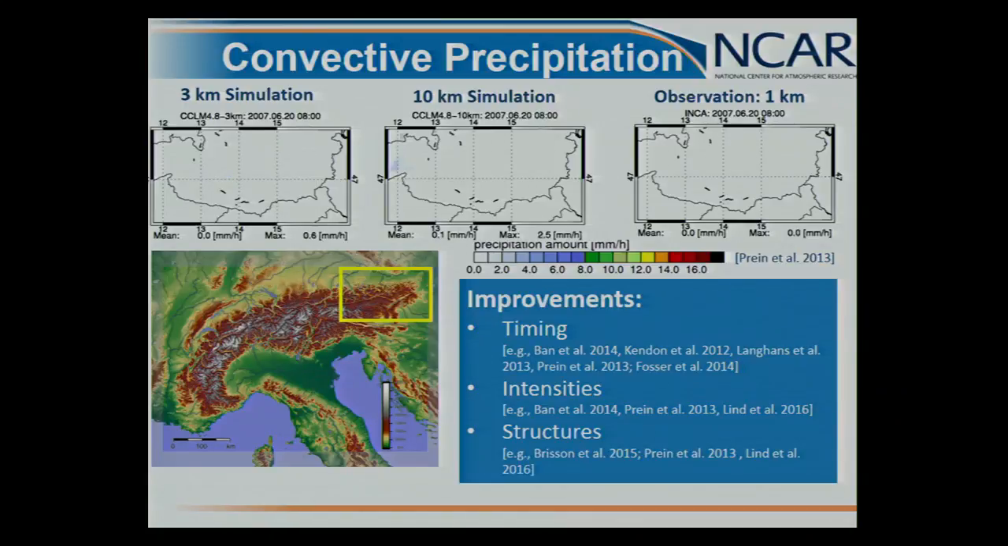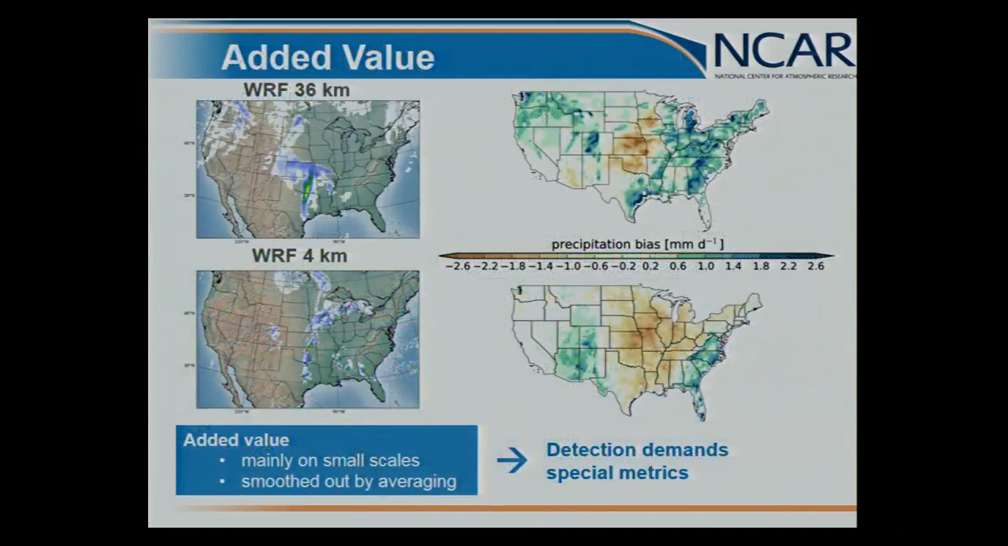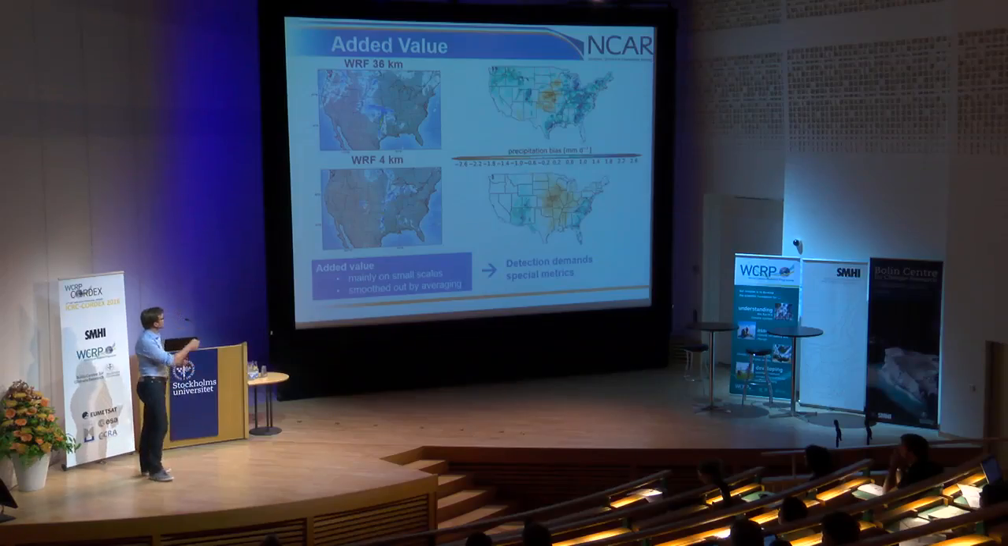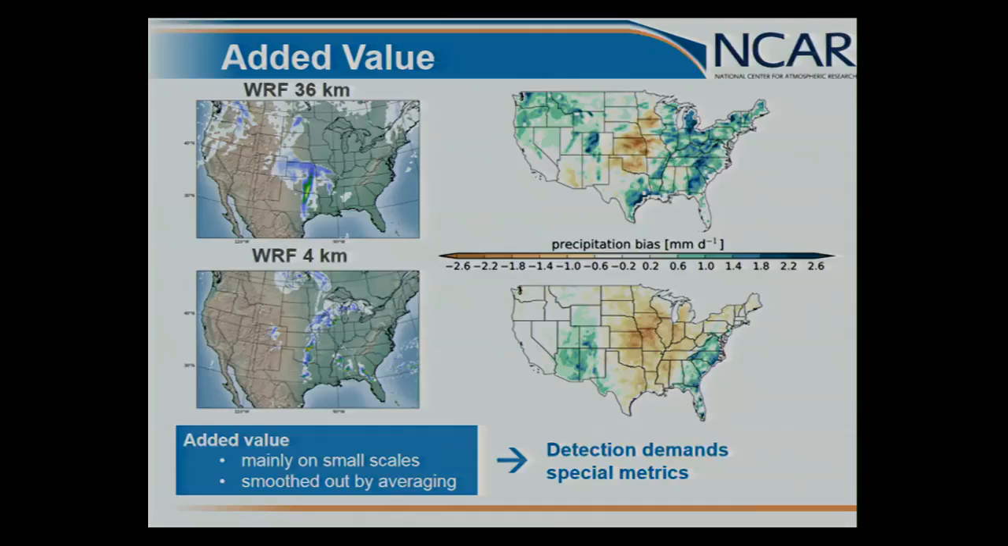And this was confirmed in many studies already, that this added value exists. So this is not really one model. This is in multiple regions with multiple models. This was shown already. The issue that we also heard this morning is, we have the very high resolution, if you look at hourly precipitation, for example, here from our 4-kilometer simulation, and something which looks very unrealistic from a coarser resolution simulation.